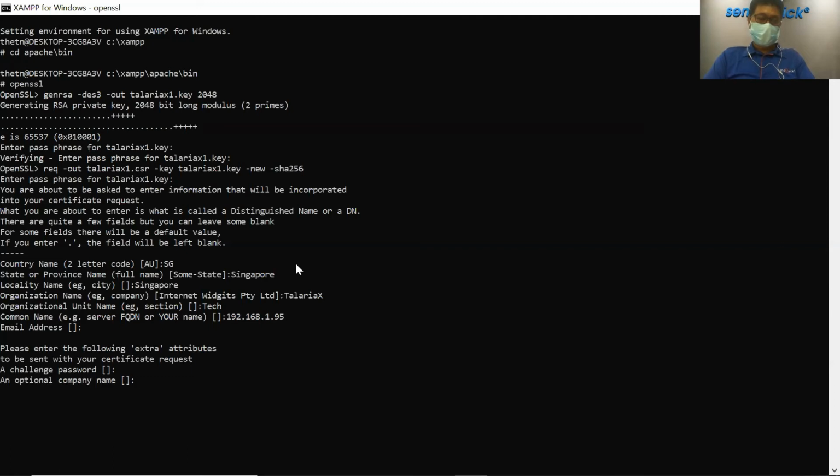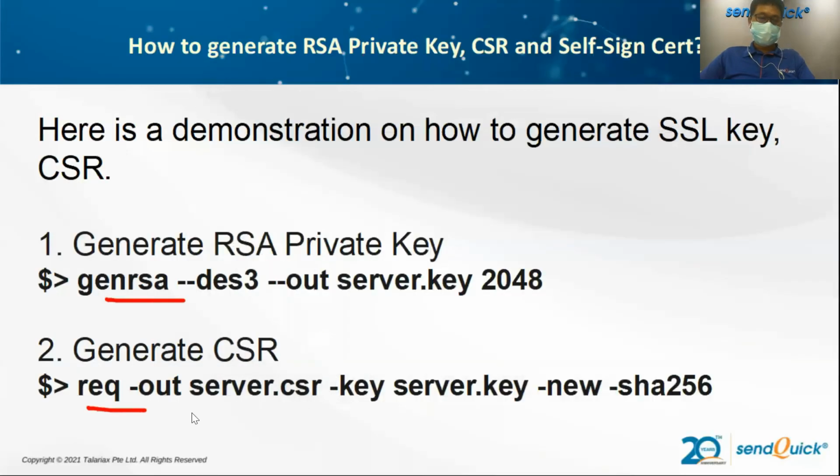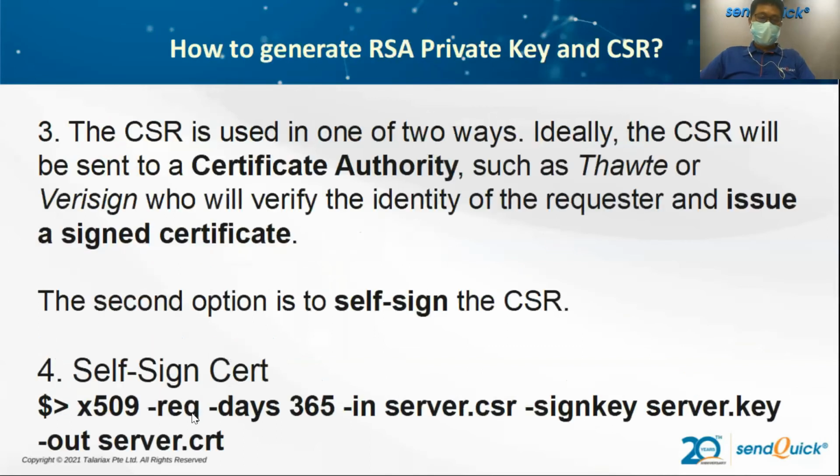Leave blank. Okay, now I have generated the private key and certificate request. I will go back to the slide. Once you have the private key and certificate sign request, the CSR is used in one of two ways. Ideally, the CSR will be sent to a certificate authority such as TOTI or Verisign, who will verify the identity of the requester and issue a signed certificate. This one is the valid certificate. If you want to use the valid certificate, then you need to purchase it.